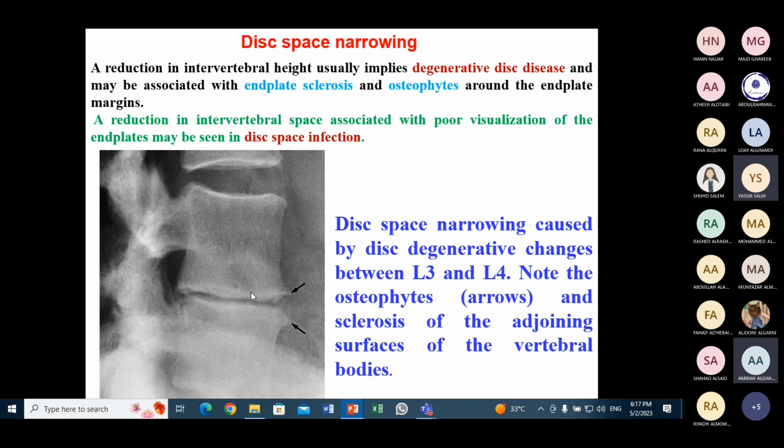المنطقة دي لاحظوا بيضاء مرة، end plates sclerosis. لاحظوا لكن in the plain X-ray الديسك itself is not demonstrated، لأن if you want to assess the disc itself you have to request MRI. لذلك هذا البيشن ممكن ضروري نعمل له MRI to assess the disc.